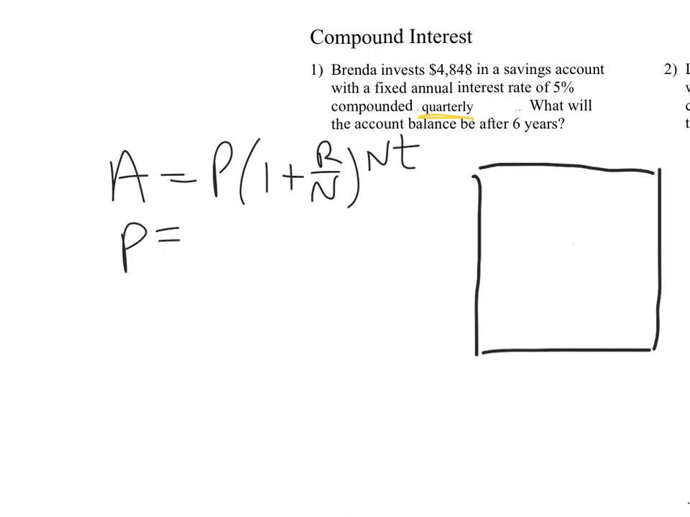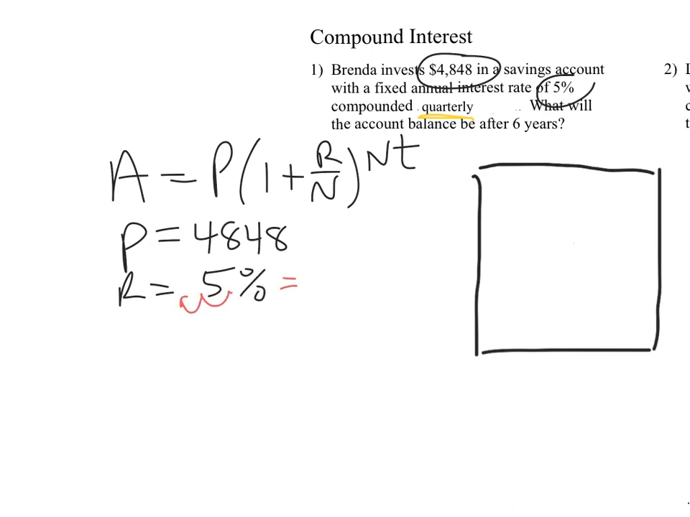The principal, the money invested, is $4,848. R, the interest rate, is 5%, and we're going to convert that into a decimal. So when you do that, you move the decimal point 2 places to the left. The time in years for this account is 6 years. And then the adverb in the problem. In this case, the interest is compounded quarterly. Quarterly means you get interest 4 times a year. So our N value is going to be 4.